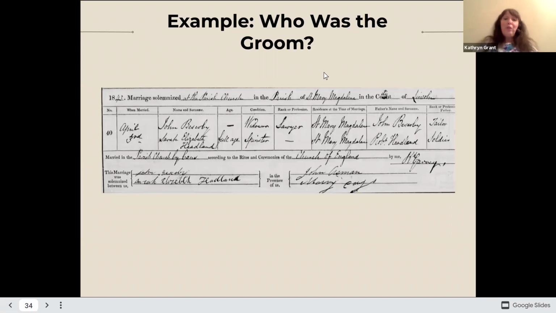So the first one that I wanted to point out was that I found this marriage for John Bescaby and Sarah Elizabeth Headland. And I knew nothing about John Bescaby at that point. I knew he was family because he was from the right place and his last name was Bescaby. But other than that, I didn't know anything about his parents or where he was from. All I had was this marriage record. And so my goal was to find a christening record for him, if at all possible.